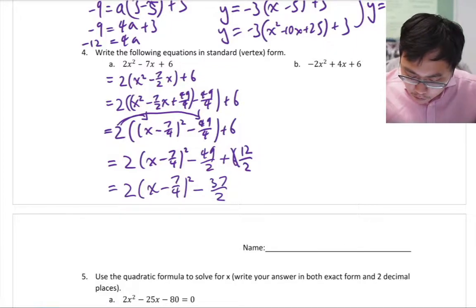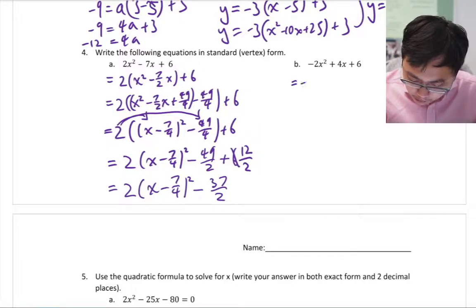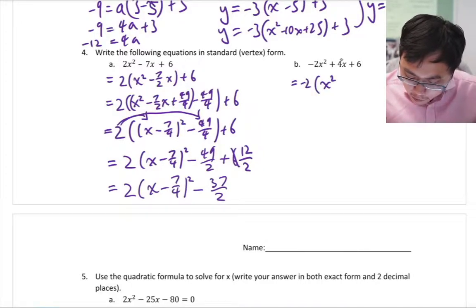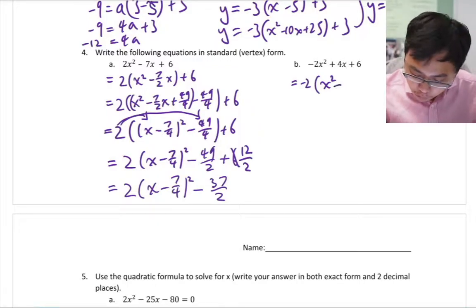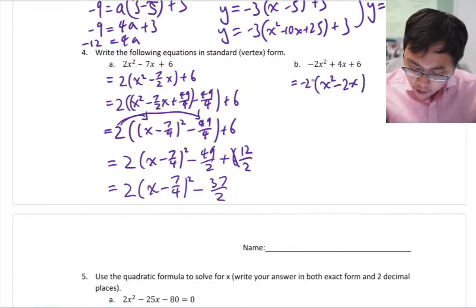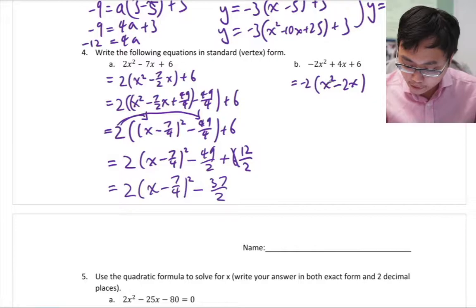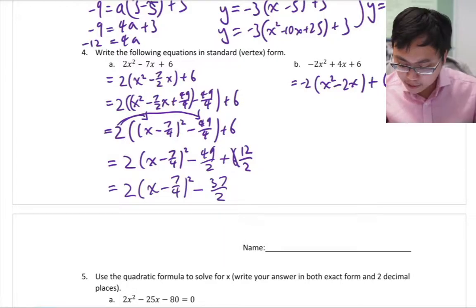B. We want to divide the first two terms by negative 2. So that's negative 2 bracket of x squared. And so negative 2 times what is 4x? That's going to be negative 2x. So we need to make sure that the signs are correct. So let's just double check. Negative 2 times x squared is negative 2x squared. Negative 2 times minus 2x is plus 4x. So that is correct. And then just put the plus 6 at the end.